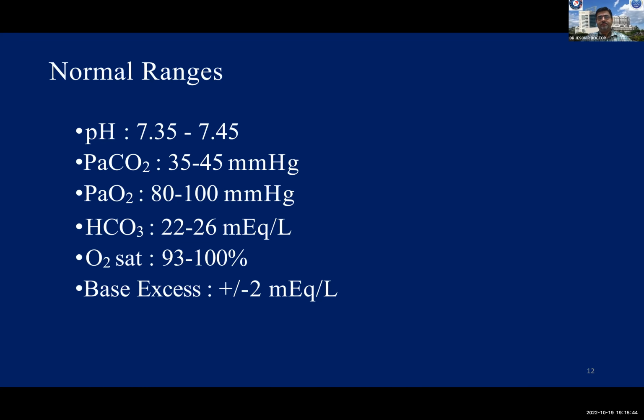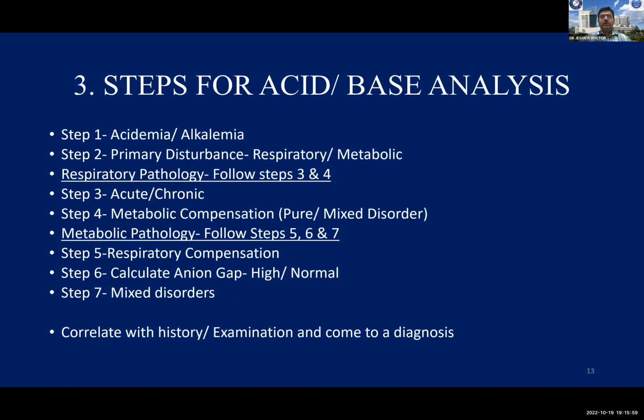So these are the normal ranges on which the assessment or assumptions are made when the arterial blood gas analysis takes place: the pH, PCO2, PO2, bicarb, oxygen saturation, and the base excess. These are the normal values taken as reference ranges. Now, moving on to the third thing, after oxygenation and ventilation, the steps for acid-base analysis. If you go in a systematic format for analysis of an acid-base balance, you will never miss out on anything.